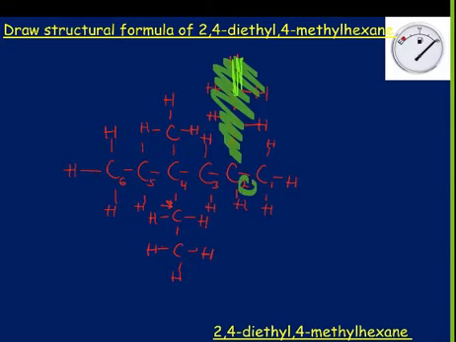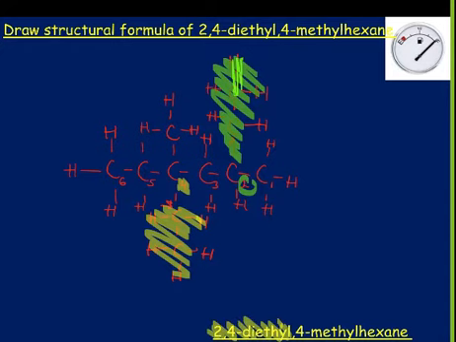Don't like that color. That one. And at carbon 4, this is the other ethyl group. So that's the 2,4-diethyl. Okay, so carbon 3 just has hydrogens on it.